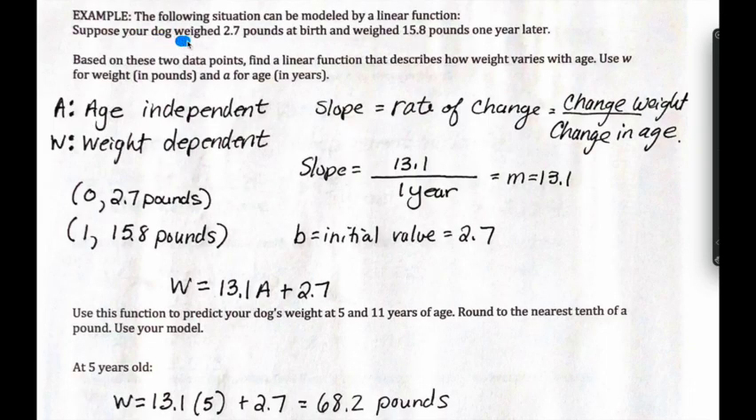Suppose your dog weighs 2.7 pounds at birth and weighs 15.8 pounds 1 year later.